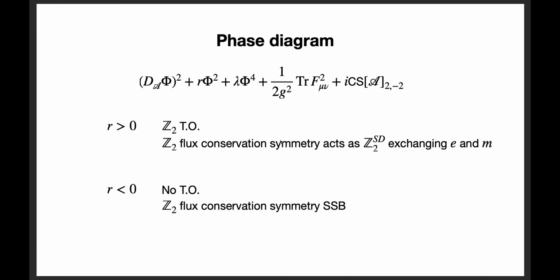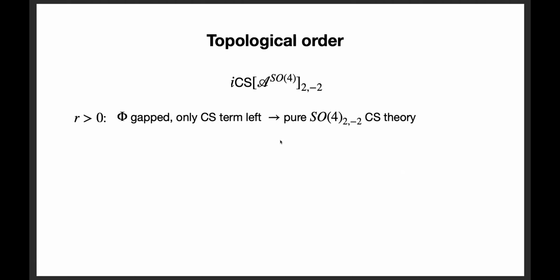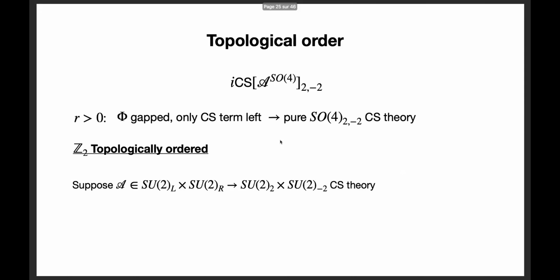That's our goal. So first, let's talk about the topological side. When the mass is positive, the phi is gapped, so we can integrate it out, and we are left with only the Chern-Simons term in the low energy. I will call this an SO4 level 2, -2 Chern-Simons theory. Let me show you that this Chern-Simons theory actually describes the toric code phase.